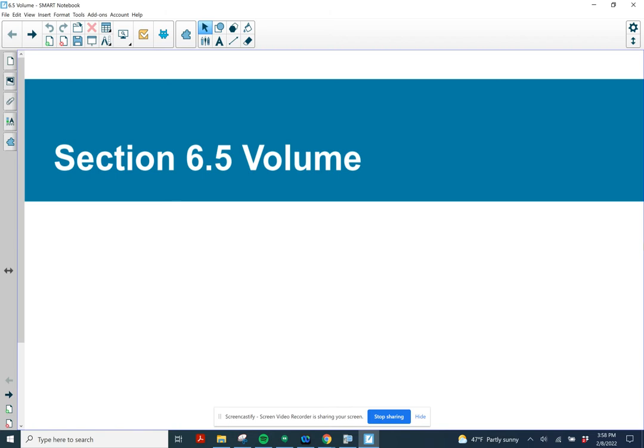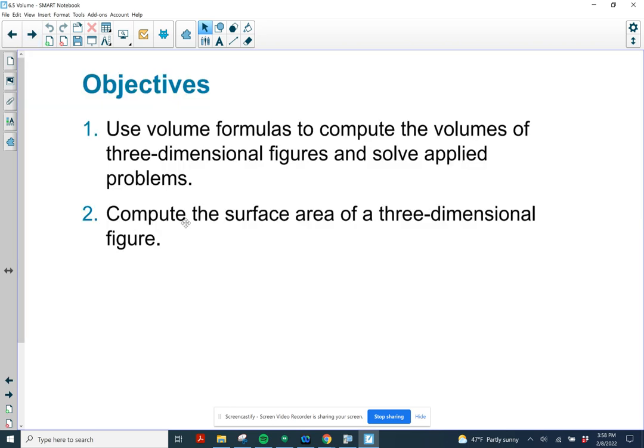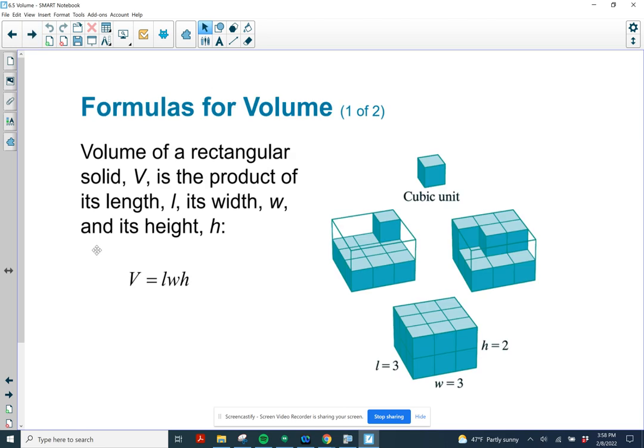All right, in this video, we're going to talk about section 6.5, volume. Let's look at our objectives really quick. We're going to use volume formulas to compute the volumes of three-dimensional figures. We're going to solve some applied problems. We're also going to look at some surface area formulas of three-dimensional objects. Okay, so let's jump in.